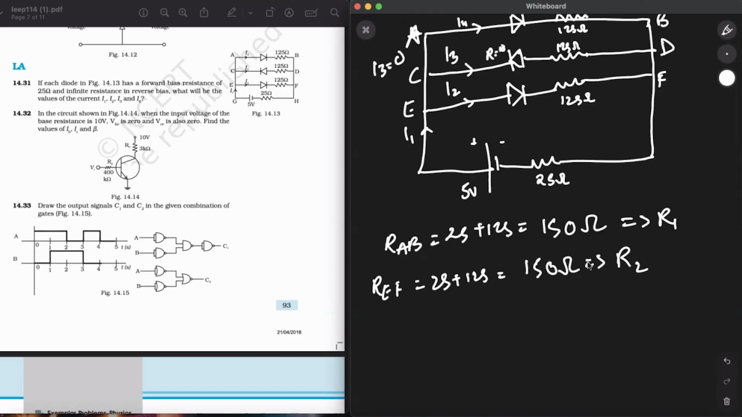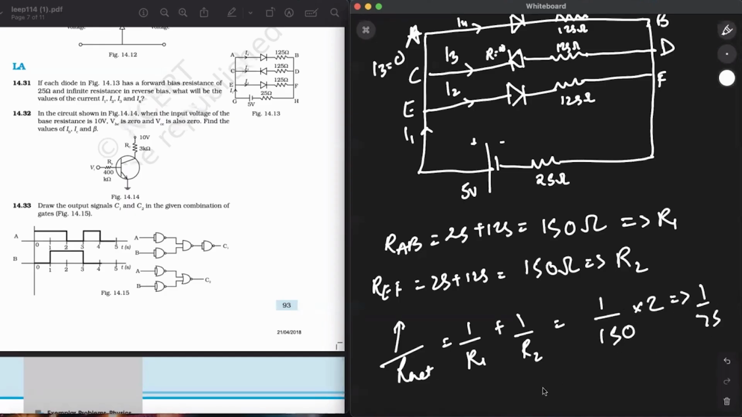Alright. Now, what is next? Since these two branches are in parallel, I can add these resistances: 1 upon R net is equal to 1 upon R1 plus 1 upon R2, which will be 1 upon 150 plus 1 upon 150. This means 2 upon 150, which means 1 upon 75. So R net will be 75 ohms. Alright. Now I'll draw the new circuit over here.